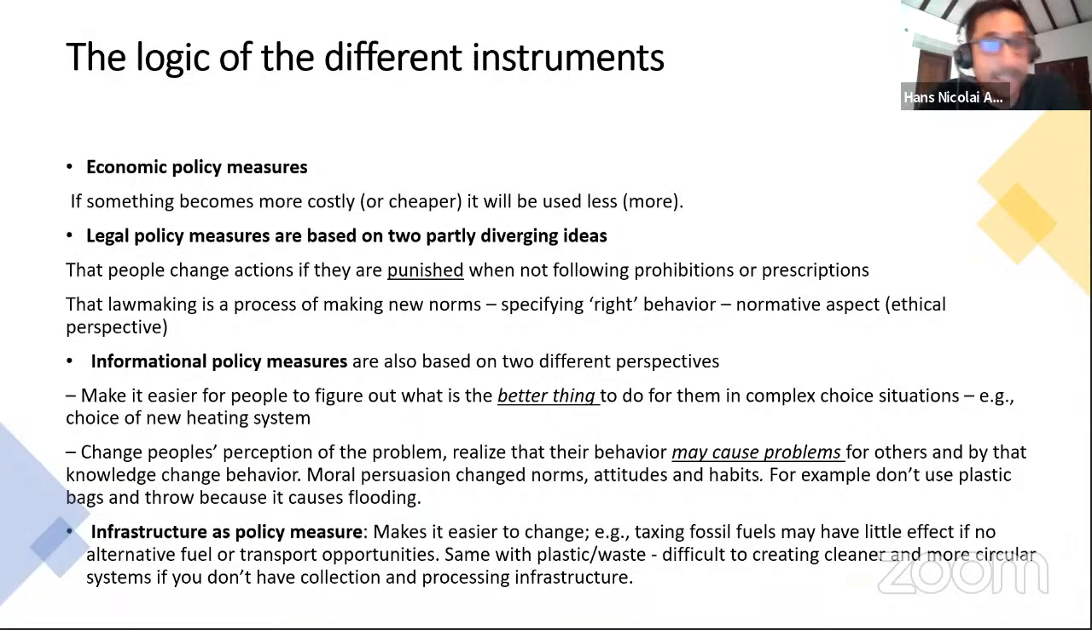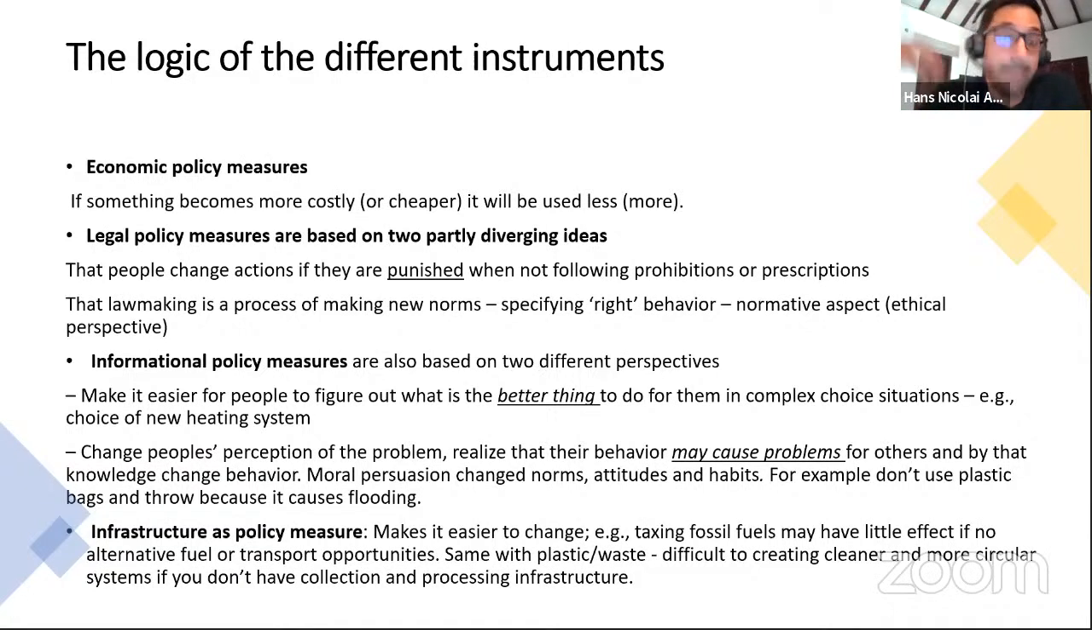Then we have legal policy measures, which are based on two partly diverging ideas. One is where we try to punish certain behavior for not following the rules, let's say if you pollute, you can be fined. There can be certain systems to fine. There can also be more invisible ways, like the earlier example I quoted from Norway, where you feel bad about yourself and then you just don't want to do it. And this is basically also related to specifying the right behavior. There can be right behavior and wrong behavior, which is of course very different across societal and cultural settings.